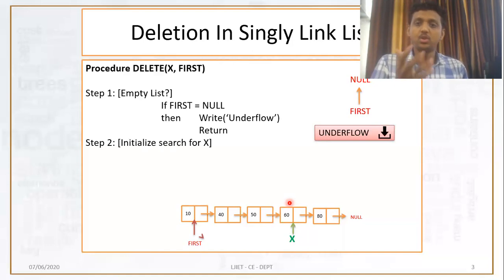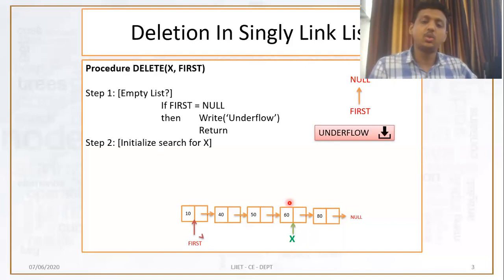Okay, if I don't know where x is, how can I delete it? So first I need to initialize and search for x. In the previous examples we are used to taking a pointer save, a temporary pointer.